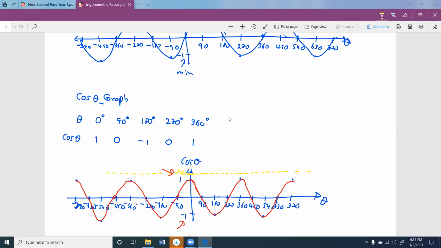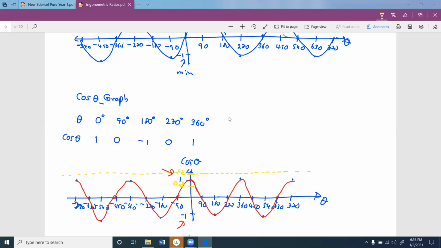Say that again, sir. Yes, cos inverse 1.2, see what the answer is. It says math error, because for 1.2 there is no angle that exists. So if you want to find cos inverse 0.8, just see with cos inverse 0.8. Sorry, I just made a mistake.